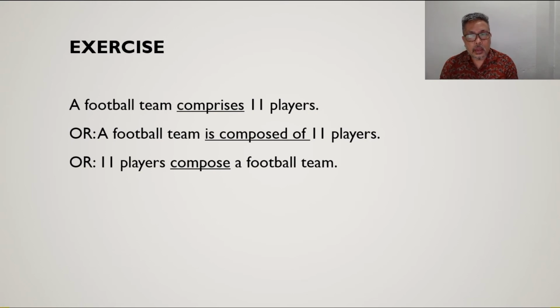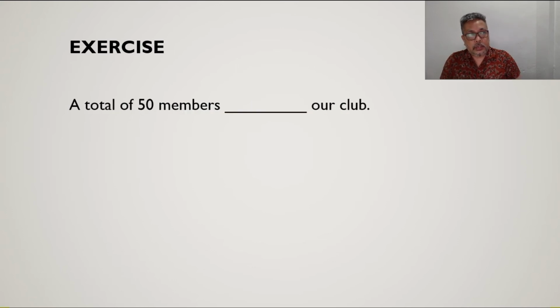All right. You can also say it the other way around. You can start with the parts, but this time, of course, you're going to use compose because it's the parts that come first before the whole. So 11 players compose a football team. Let us have another exercise here. A total of 50 members blank our club. A total of 50 members blank our club.